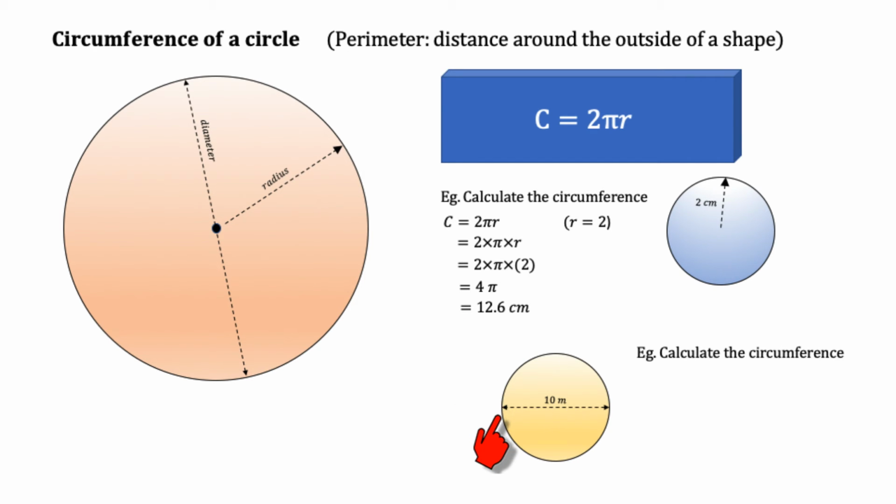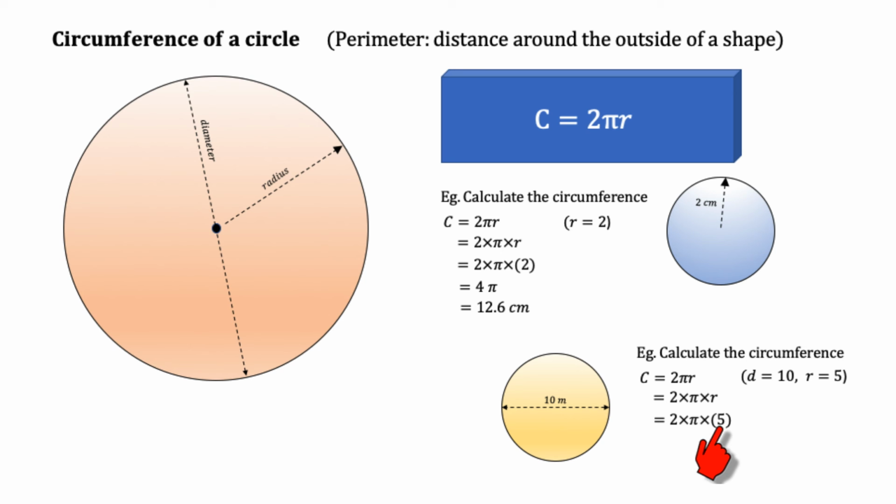Let's look at one more. In this case, calculate the circumference. Now, I've got a diameter of the circle. So before I can use my formula, I need to change my diameter into a radius. And you remember that a diameter is made up of 2 radii. So it's double the radius. So if my diameter is 10, if I halve that, the radius must be 5. Now I can apply that into my formula.